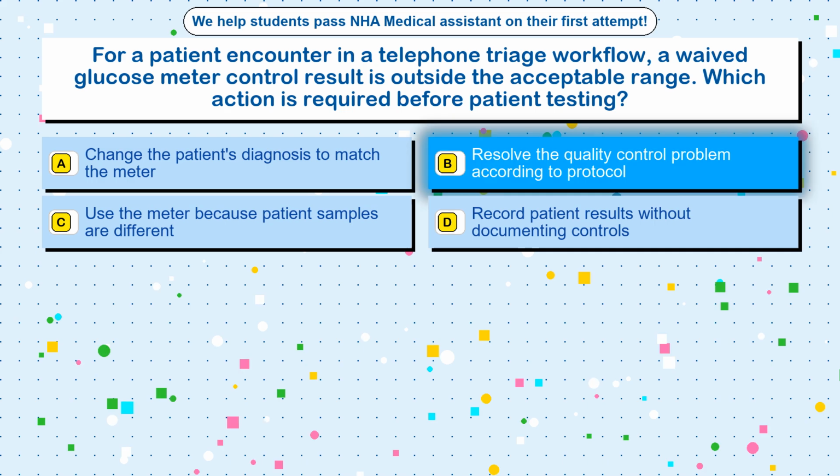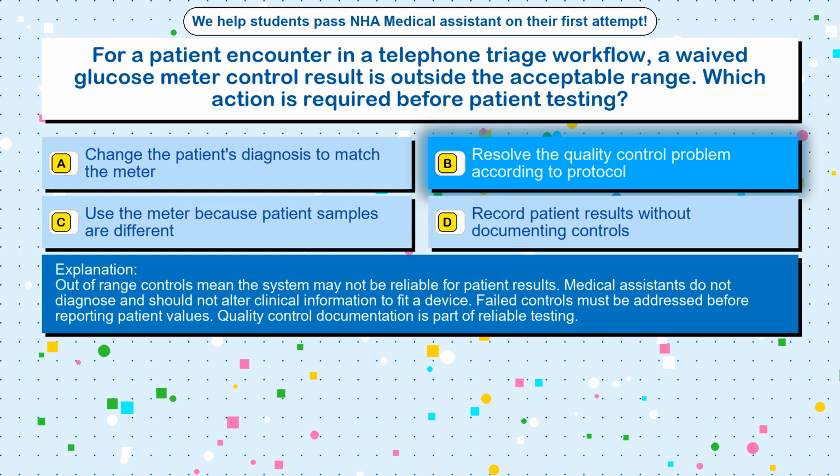Resolve the quality control problem according to protocol. Out-of-range controls mean the system may not be reliable for patient results. Medical assistants do not diagnose and should not alter clinical information to fit a device. Failed controls must be addressed before reporting patient values. Quality control documentation is part of reliable testing.